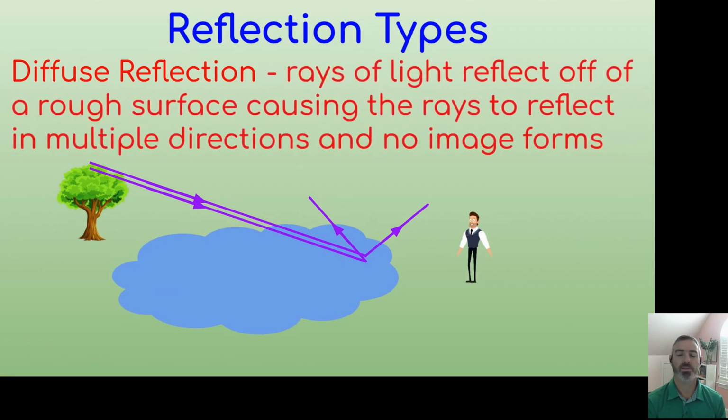So that happens off of a rough surface, causing the rays of light to reflect in multiple directions. Now a rough surface could seem very smooth, but in the case of a table which seems smooth, it's not smooth. It has, at the microscopic level, very rough edges, and that's what causes diffuse reflection.